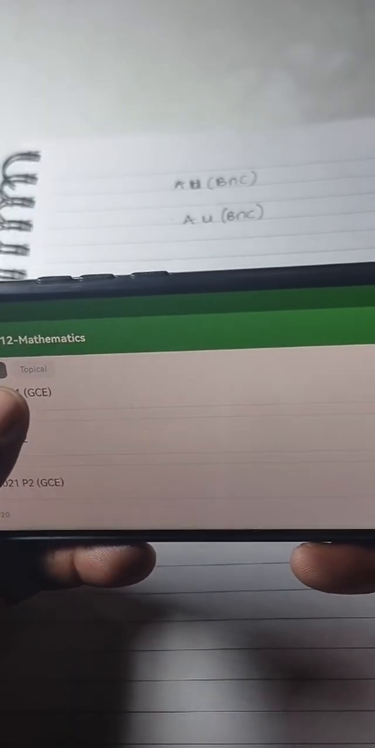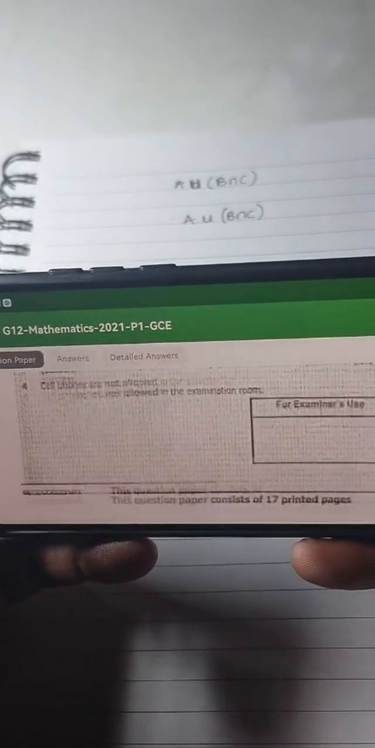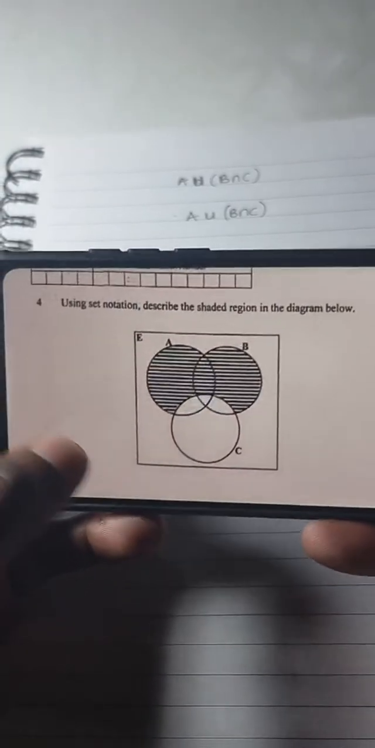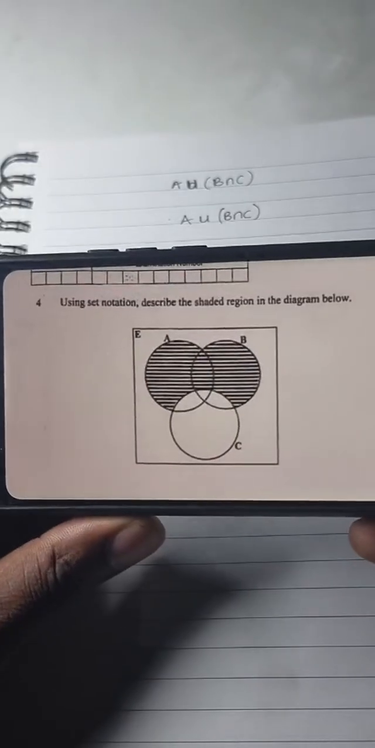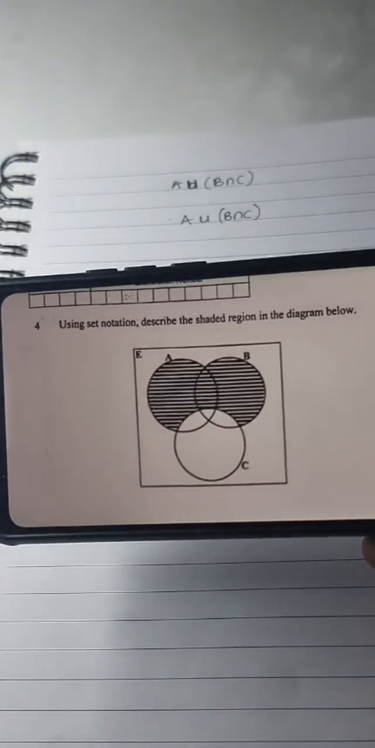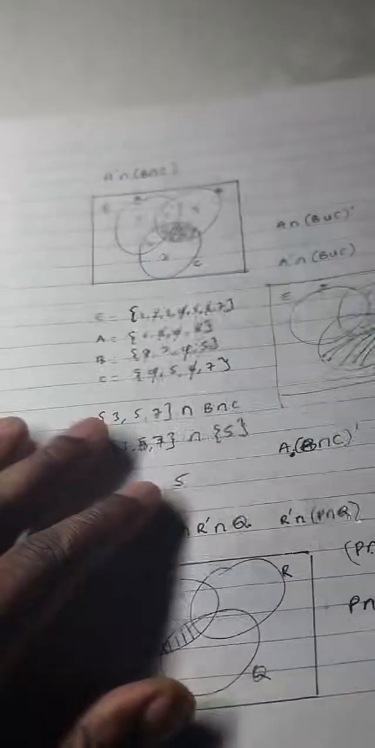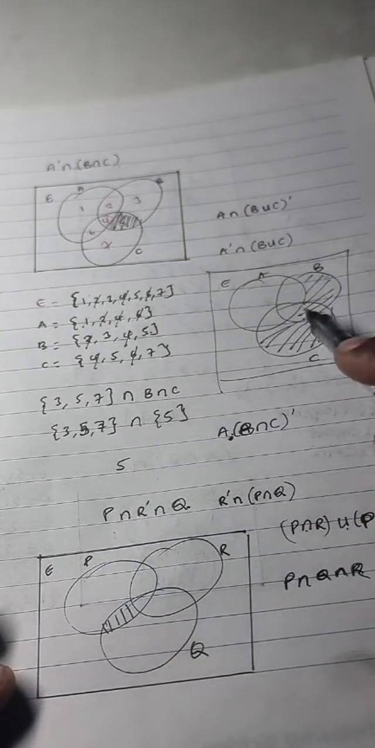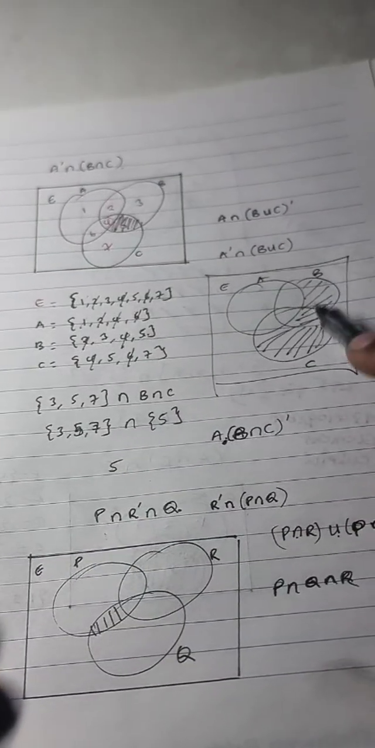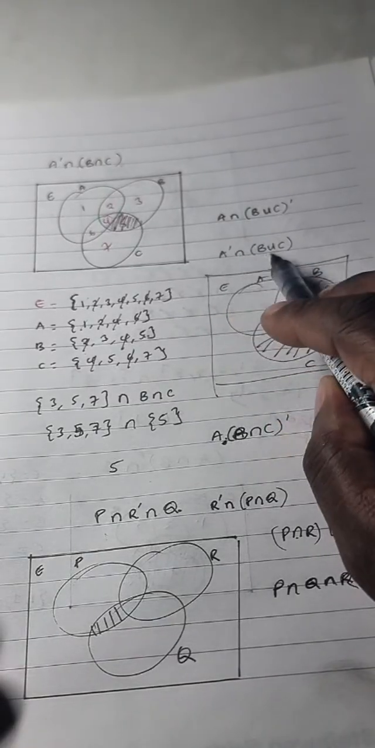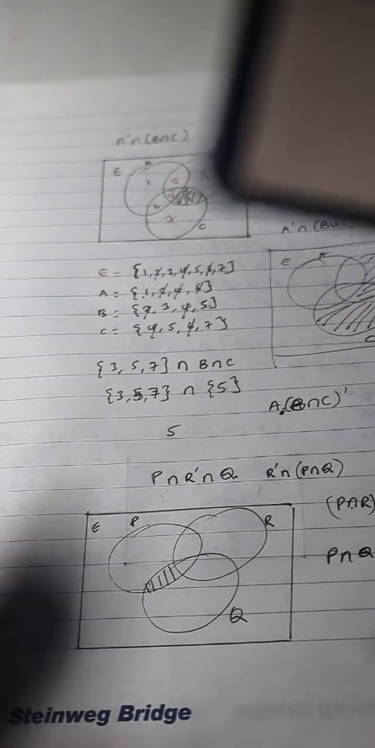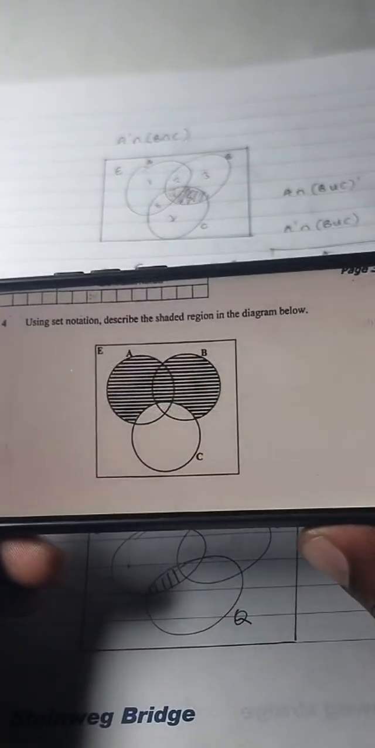All right, before I go to another topic, let me do this. Let's try this one. If you have been here, this one is kind of similar to that one. And then we test as a branch: A complement intersect B union C. Same thing with this, same thing with that.